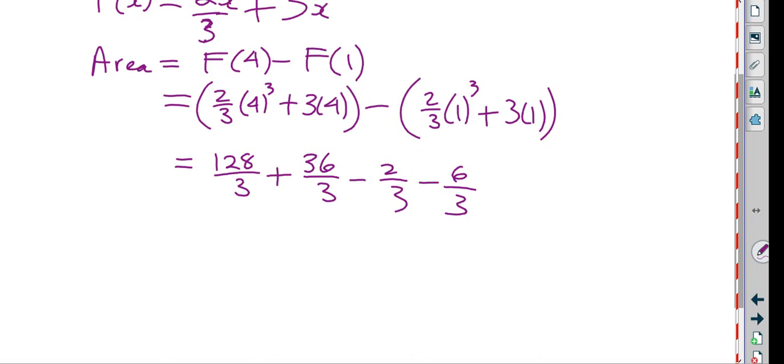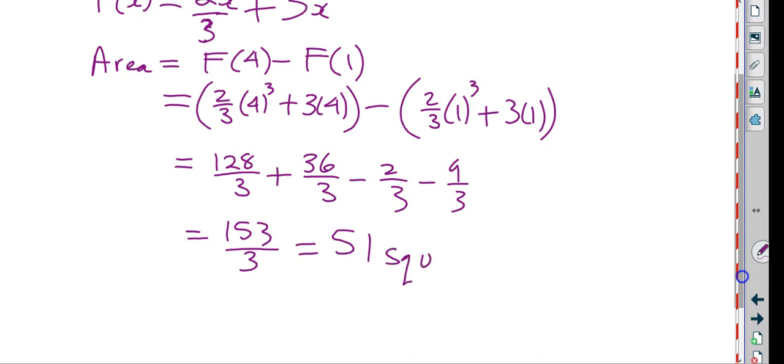So we got 128 minus 2, which would be 126 plus 36. Would it be 9/3? Is it 3 times 1, which is 3, so 9/3? Oh, yeah, sorry. 9/3. Okay. Ruined my calculation. Okay, so that's minus 11. So 128 minus 11 would be 117, plus 36, 153. Checks answer on paper. Yes. Which is actually equal to 51 square units. Okay. Worked out nice.